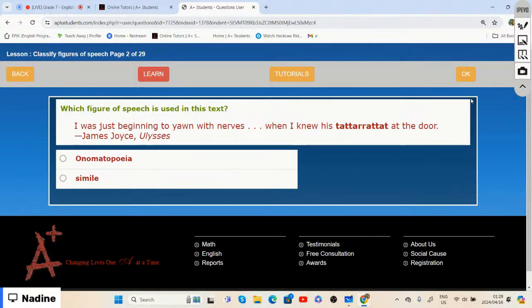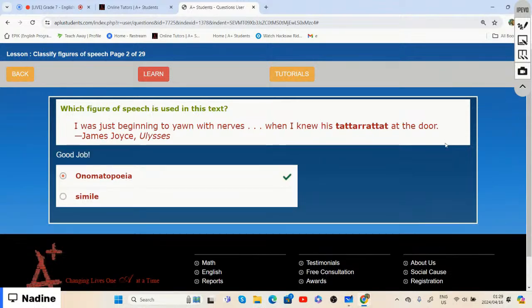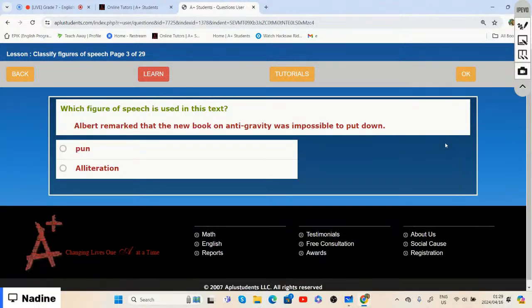All right. And if we choose the correct one, then we'll go with an onomatopoeia. This is going tat. It's like a sound that we can hear. It's almost like making a gun sound, like a rifle or something.